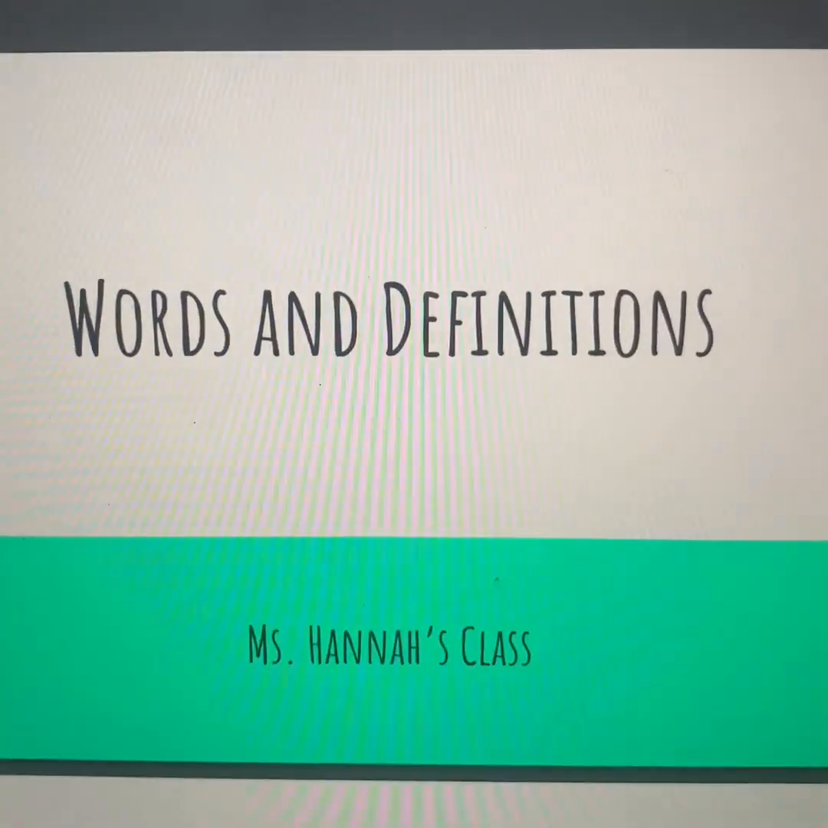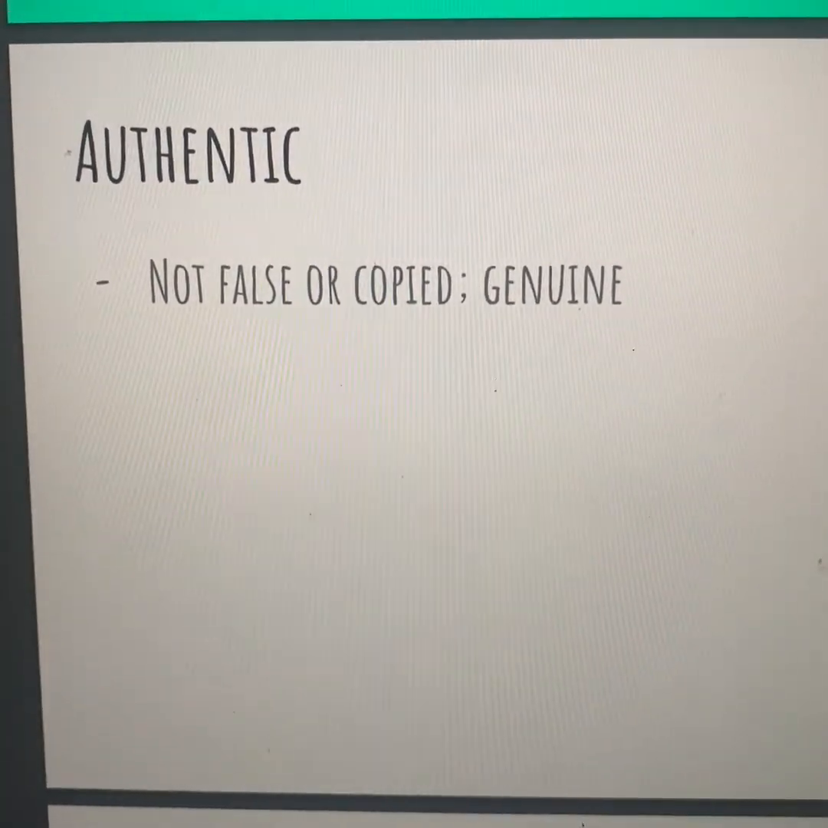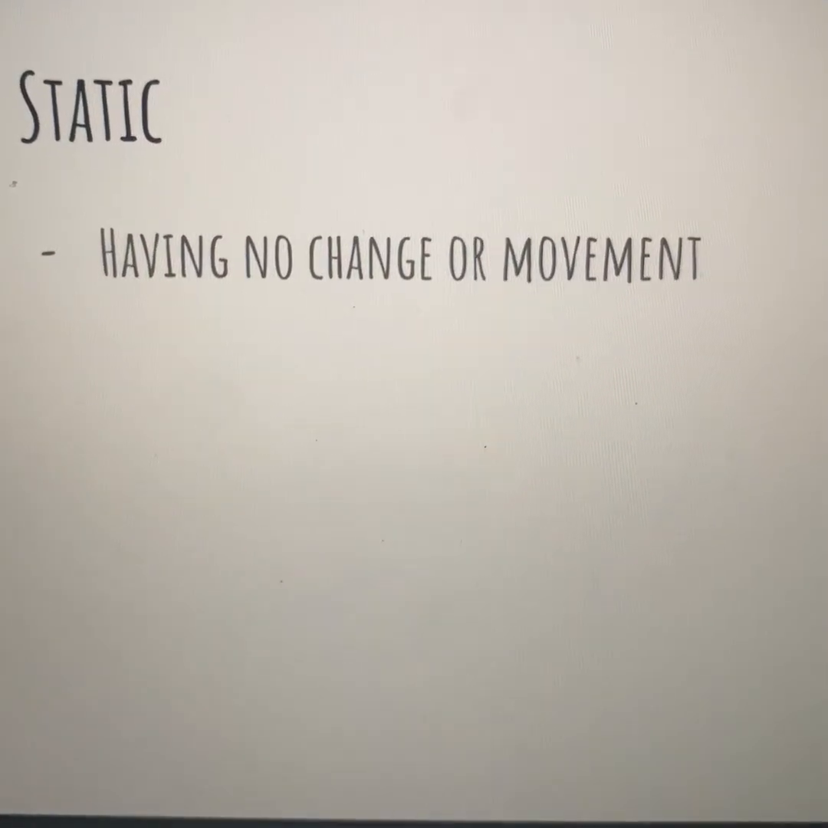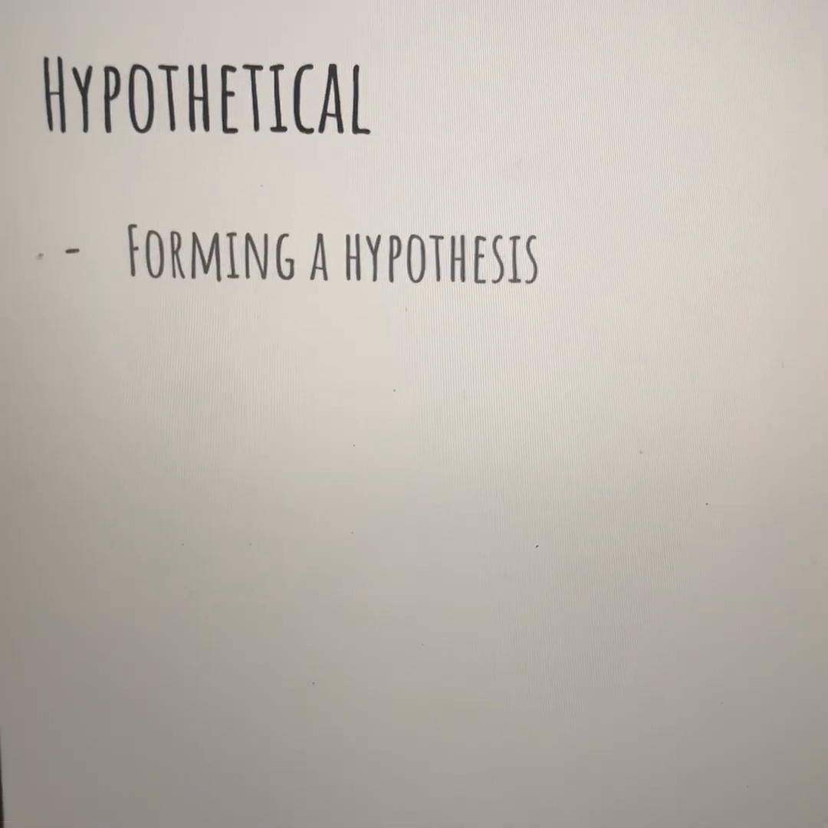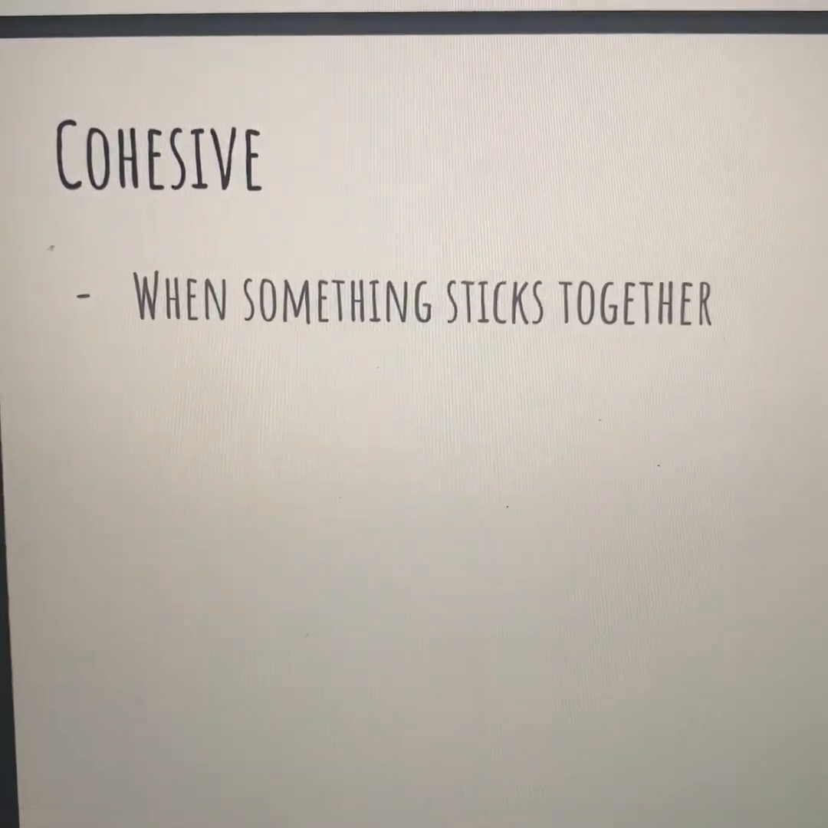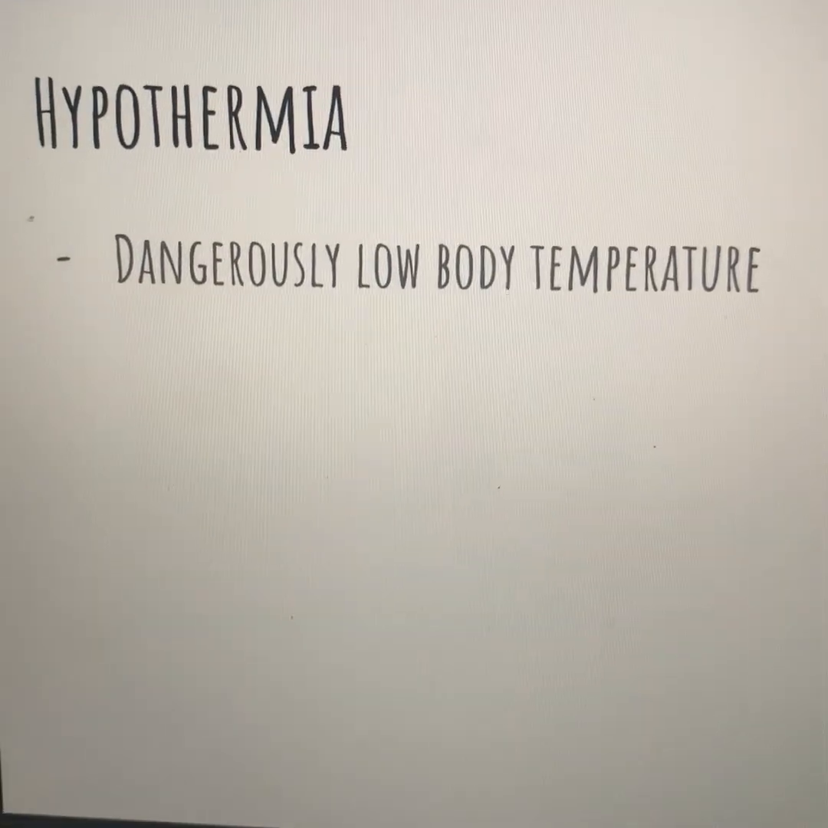Now that we have reviewed some of our past words as well as our new words for today, I want to go over a visual aid that tells about all the words that we have learned previously as well as our new words for today, totaling 15 words. Words and definitions, Miss Hannah's class. Authentic, not false or copied, genuine. Static, having no change or movement. Hypothetical, forming a hypothesis. Cohesive, when something sticks together. Hypothermia, dangerously low body temperature.